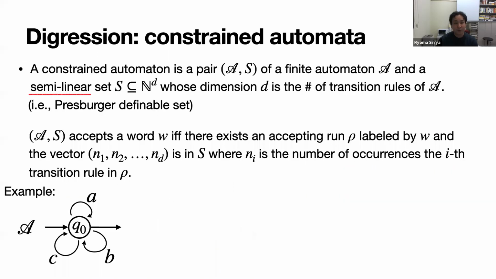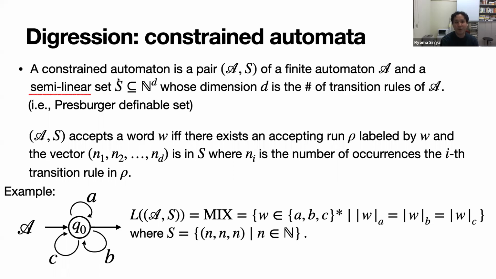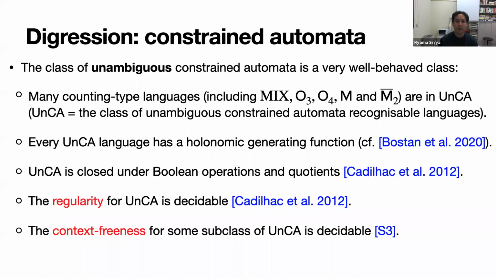Further, we say that a constraint automaton is unambiguous if the underlying automaton A is unambiguous. And the class of unambiguous constraint automata is a very, very well-behaved class. Here ANCA stands for the class of all languages recognizable by unambiguous constraint automata. This language class contains many counting type languages, including MIX, O3, O4, M, and M2 bar.